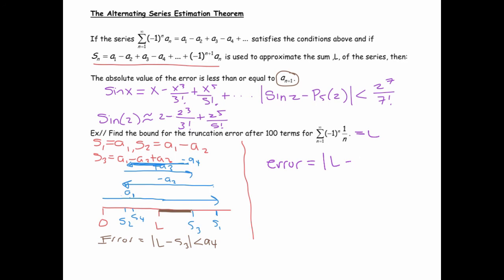It's the difference between L and the 100th partial sum. We know that's going to be less than the absolute value of the next term, which would be 1 over 101. Right, so that's the 101st term because the 100th term is 1 over 100. So there we go. So there we know that the error is bounded by 1 over 101. So we are within 1/101 of the actual sum.